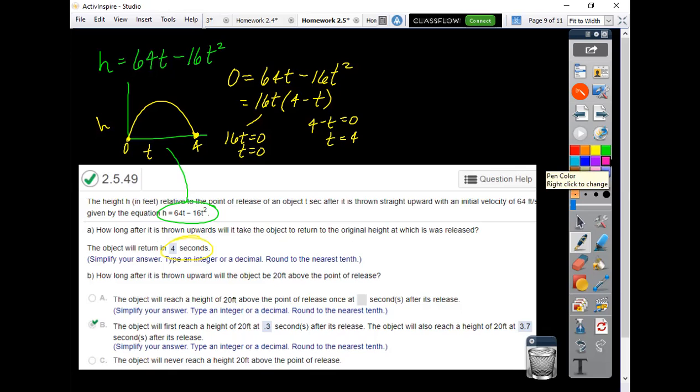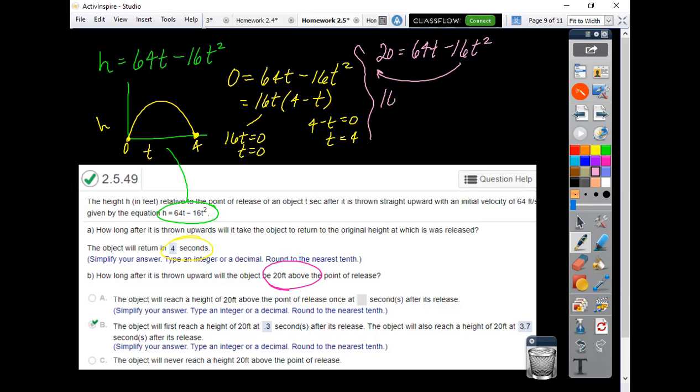Then it goes on to ask a second part of the question: when would it be 20 feet above the ground? That's the same kind of problem, except we're going to say our height now is 20, equal to 64t minus 16t squared. To solve that quadratic, I like the idea of moving everything over to the left. I like my t squared term to be positive. So I add that to the left, subtract the 64t over, and I still have that plus 20 over there.